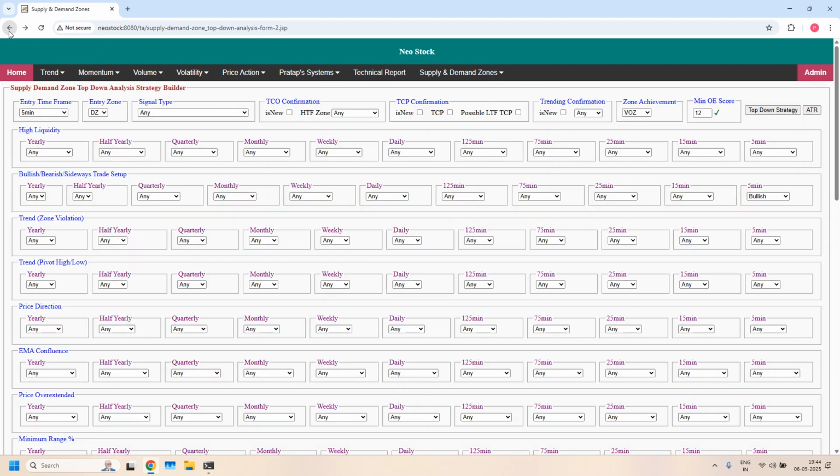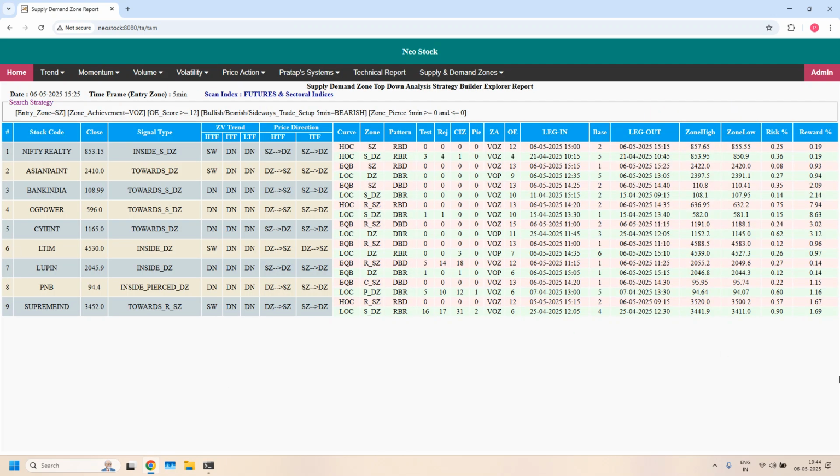Okay, I am going back. Now I am generating bearish trade setup, hourly income trade, entry zone, supply zone, entry time frame 5 minutes. And in 5 minutes now I am selecting bearish. And 9 stocks we got. This is hourly income trade. So this is about bullish and bearish trade and bearish and sideways trade setups for all the 4 income trades.